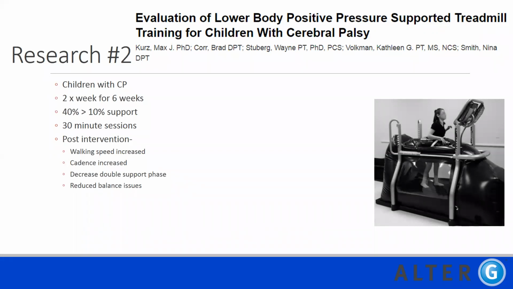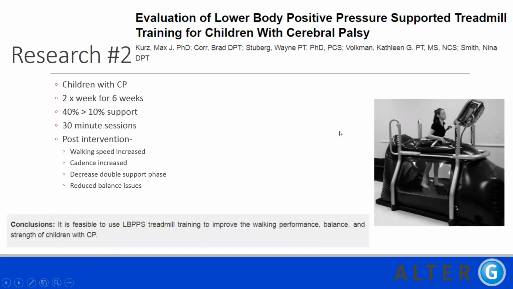But going back to it. After the 6 weeks, they saw an increased walking speed, an increased cadence, they decreased their double support phase of the walking cycle, and they reduced their balance issues, which are all great things, no matter what type of issue you might be having, but especially important in neurological disorders.